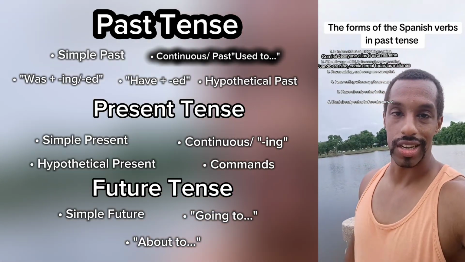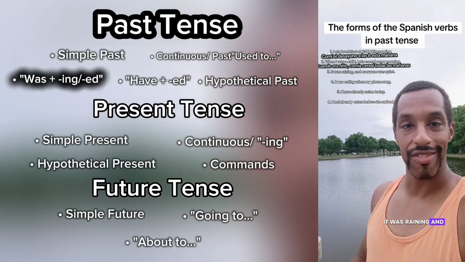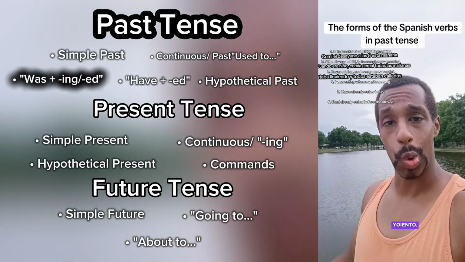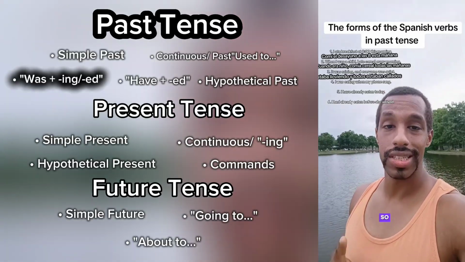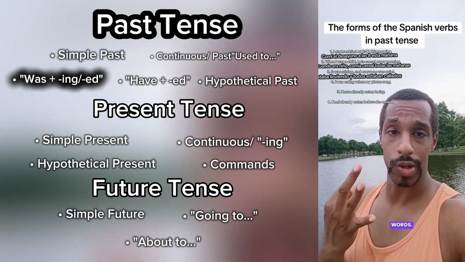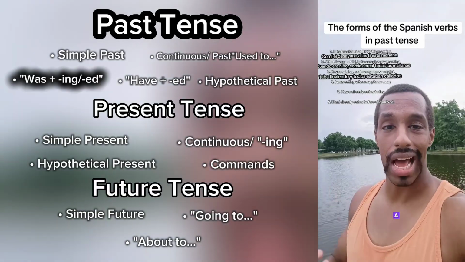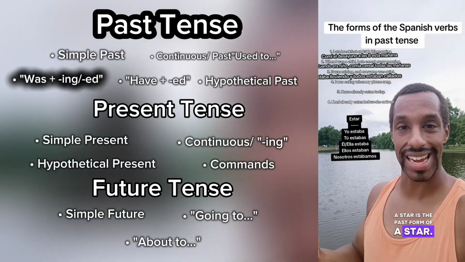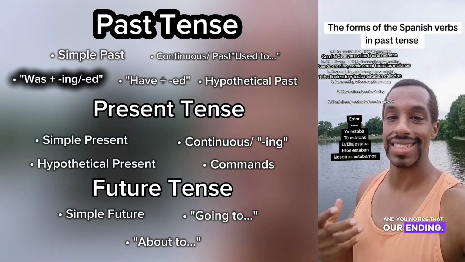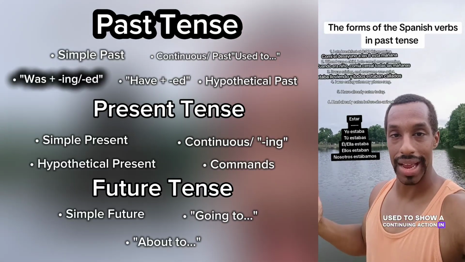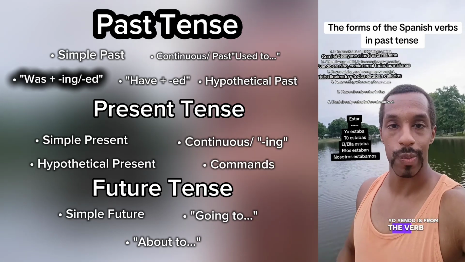So let's go to our third sentence. It was raining and everyone was quiet. In Spanish it would be: estaba lloviendo y todos estaban callados. In this sentence, we're actually focusing on 3 words: estaba, lloviendo, and callados. Estaba is the past form of estar, and you'll notice that the ABA ending is the same ending as hablaba. In other words, it's used to show a continuing action in the past. Lloviendo is from the verb llover.